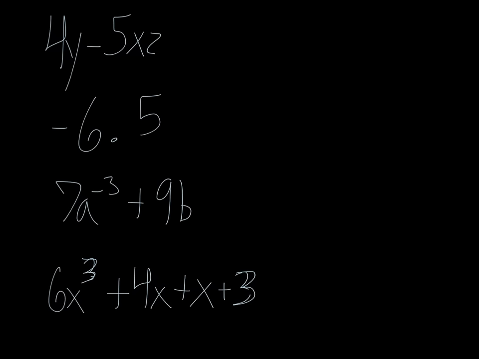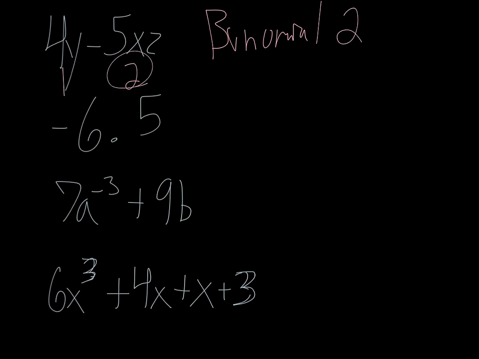The first one has 2 terms, so therefore it is a binomial. And if we look at the 2 monomials here, the first one has degree 1, the second one has degree 2. So it is a degree 2 polynomial, meaning it is a quadratic polynomial. More specifically, a quadratic binomial, because it has 2 terms. The second one has 1 term, so it is a monomial.